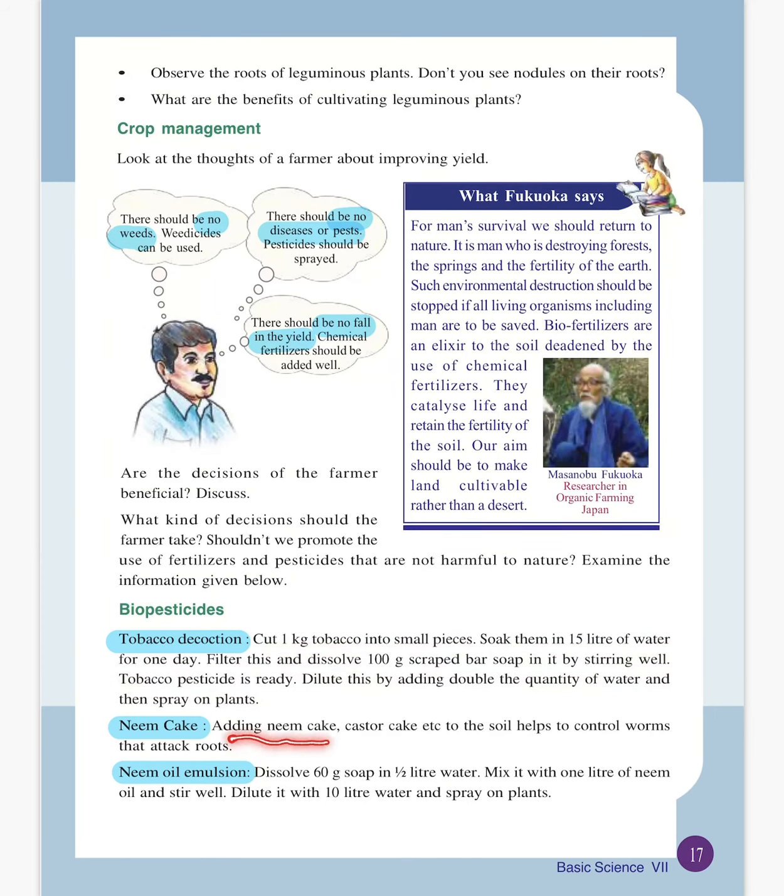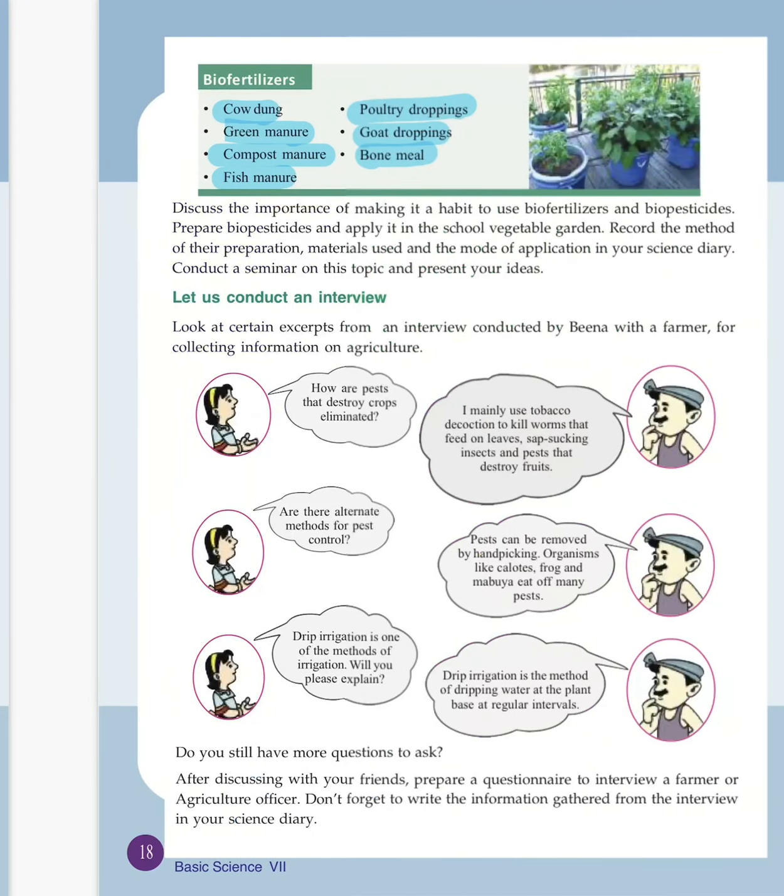Neem cake. Adding neem cake, castor cake, etc. to the soil helps to control worms that attack roots. Neem oil emulsion. Dissolve 60 grams soap in half liter water. Mix it with 1 liter of neem oil and stir well. Dilute it with 10 liters of water and spray on plants. So please learn these 3 by heart.